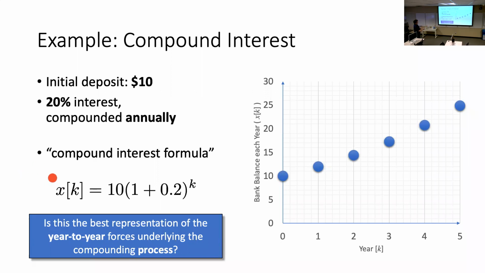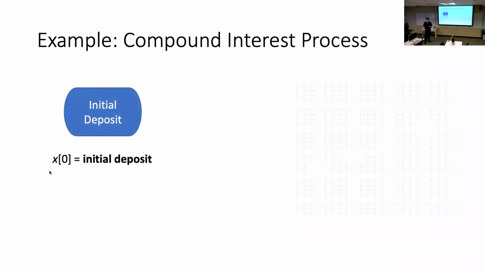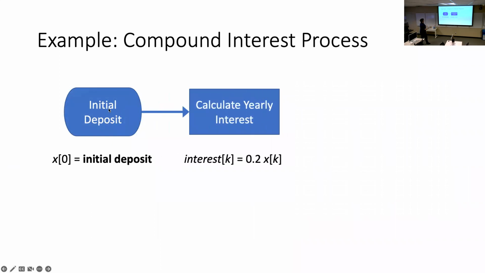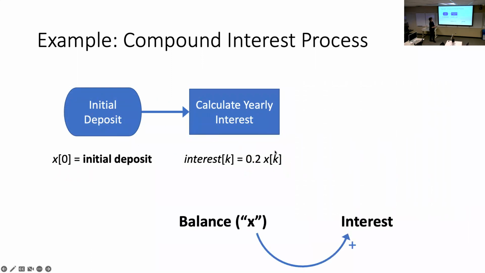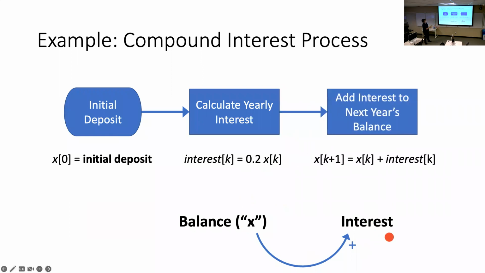So this is one perspective, but I could take a different perspective where I could say, well, let's think about the system. I make an initial deposit, and then I calculate interest from that initial deposit, and that's just 20% times whatever the initial deposit was. And then from there, I can think of this in terms of a causal loop diagram. The bigger my balance, the bigger my interest. And then from there, I can add whatever that interest was to the previous year's balance, and that gives me the next year's balance.